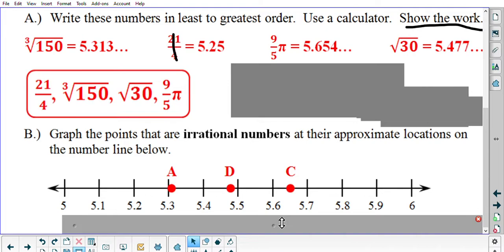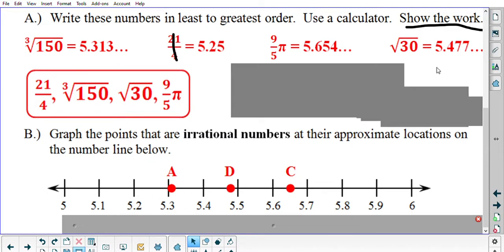Here's how it should look. Since point A was just a little bit higher than 5.3, it goes a little bit to the right of 5.3's hash mark. Point C was 5.65. That is almost halfway between 5.6 and 5.7 because 65 hundredths is about halfway between 60 hundredths and 70 hundredths. So that's why it's pretty much at the halfway point between 5.6 and 5.7. If you did not have it at the halfway point, erase it and fix it.